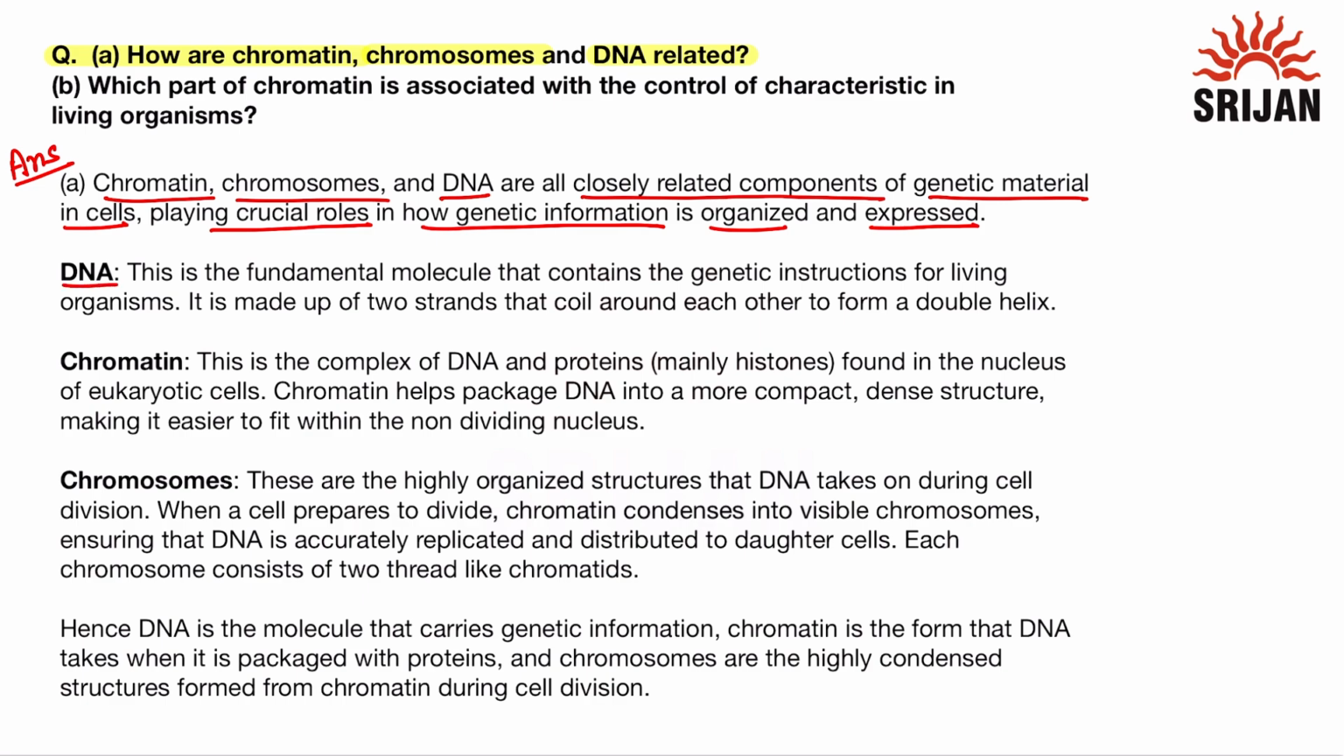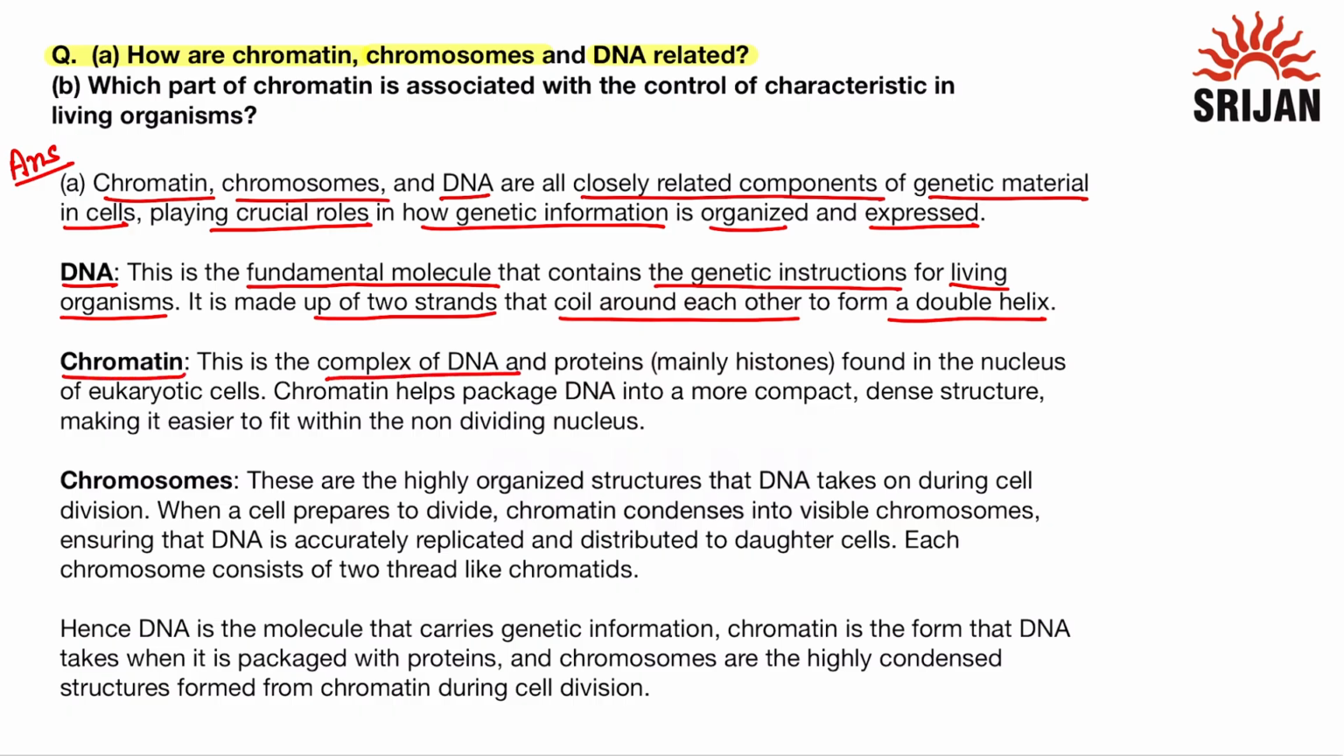First is DNA. Now this is the fundamental molecule that contains the genetic instructions for living organisms, as it consists of the genetic material and it is made up of two strands that coil around each other to form a double helix. So DNA is present as two strands that coil around each other and they form a double helix like structure.